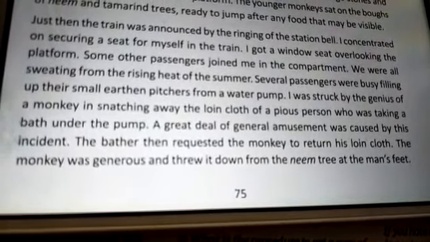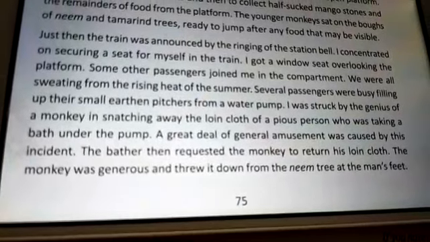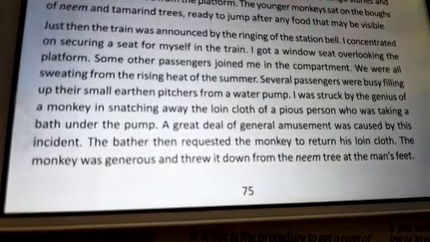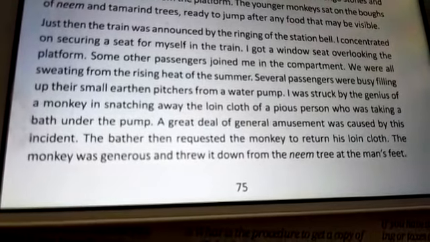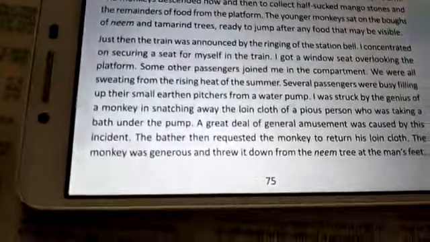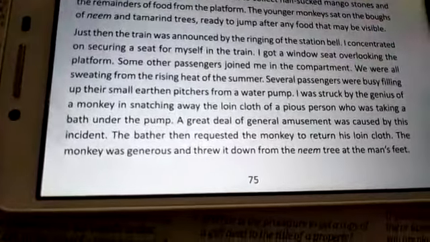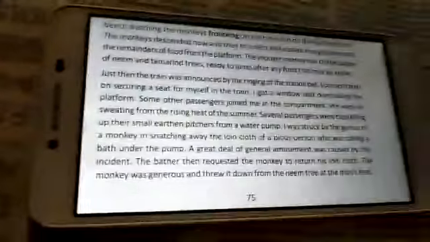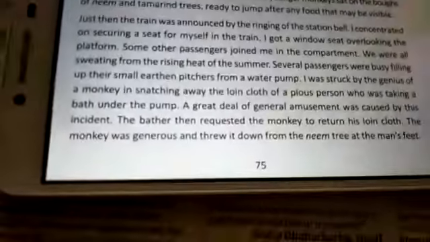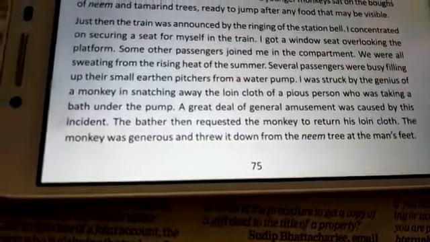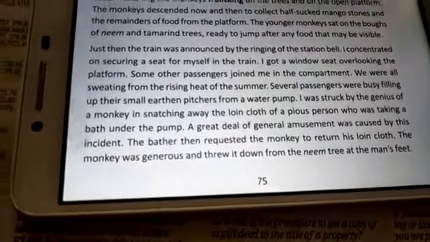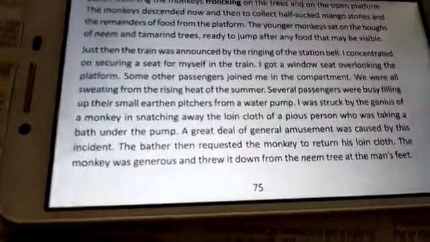A great deal of general amusement was caused by this incident. The bather then requested the monkey to return his loincloth. The monkey was generous and threw it down from the neem at the man's feet. So the incident caused a great deal of amusement, and afterwards the bather requested the monkey to return his loincloth, and the monkey was generous enough, and threw it down from the neem tree at the man's feet.